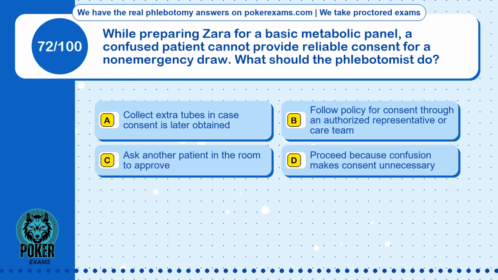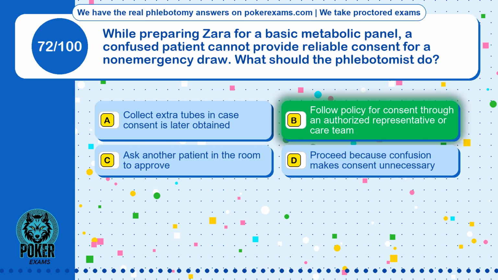Question 72. While preparing Zara for a basic metabolic panel, a confused patient cannot provide reliable consent for a non-emergency draw. What should the phlebotomist do? Option A. Collect extra tubes in case consent is later obtained. Option B. Follow policy for consent through an authorized representative or care team. Option C. Ask another patient in the room to approve. Option D. Proceed because confusion makes consent unnecessary.